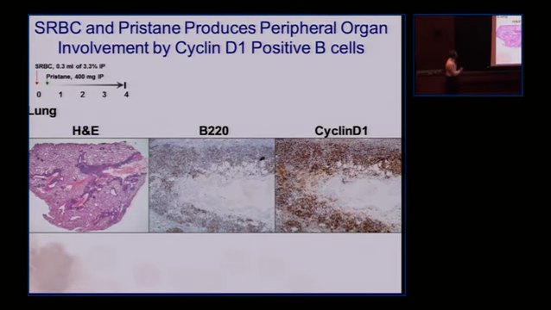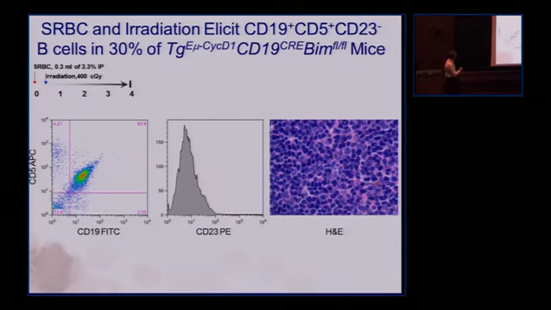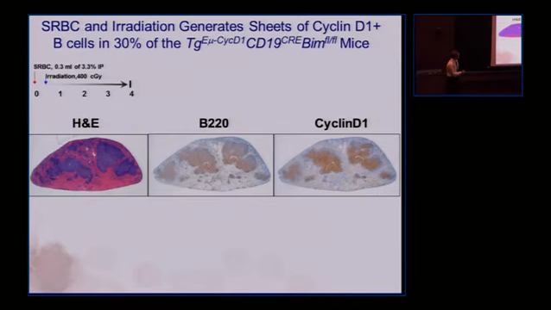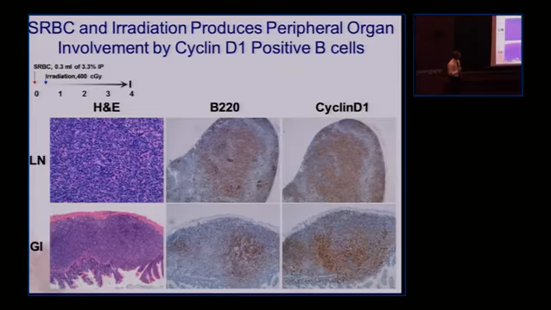And we went further to try to show that it's not selective just to this treatment regimen, and so we treated with sheep red blood cells followed by irradiation a week later. And again, we saw in about 30% of the mice this expanded CD5 positive population of B cells, negative for CD23, with a small cell morphology that again occupied sheets of the white pulp of the spleen, B cell positive, cyclin D1 positive. Again, it involves peripheral organs, shown here in the lymph node and within the GI tract.